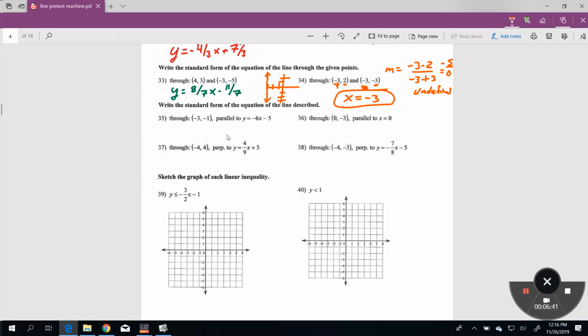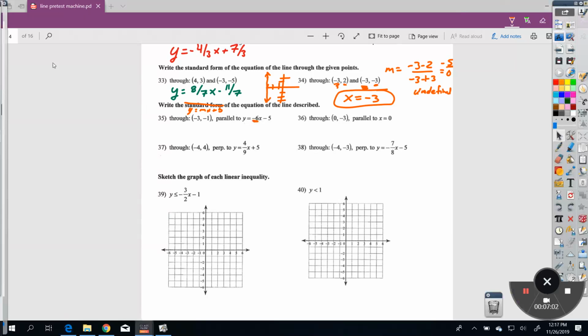So now on to question number 35. Again, I want you to do this, but I don't want it in standard form. I want it in slope-intercept form, y equals mx plus b when you're all done solving. The important thing to realize here is that parallel to this means that the slope will be negative 6 on both of them. So I know my slope is negative 6, so I don't have to do any calculations. I just know that it's negative 6.